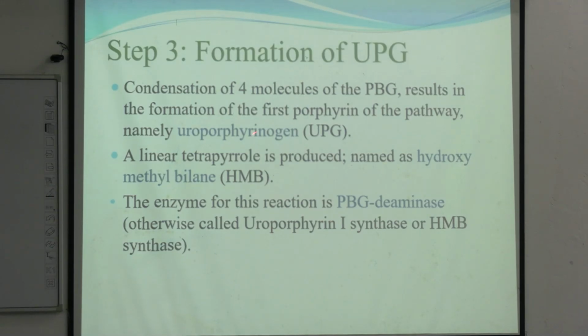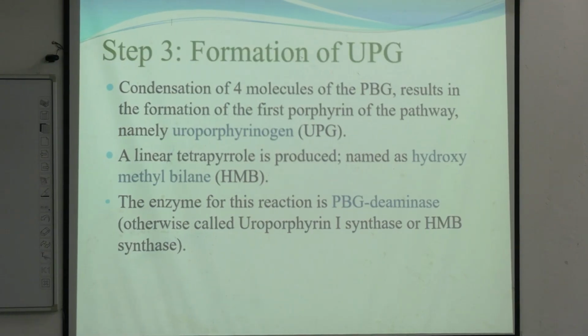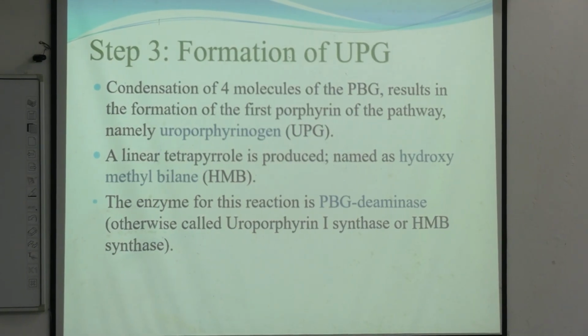Uroporphyrinogen. This is not porphyrin, this is porphyrinogen. So porphyrin will be formed from this compound. It is just the precursor of uroporphyrin. This is uroporphyrinogen. How is this formed? This is formed by condensation of four molecules of PBG. We all know porphyrins are tetrapyrrole structures. PBG is a monopyrrole ring. So we require 4 PBG to get a tetrapyrrole structure.